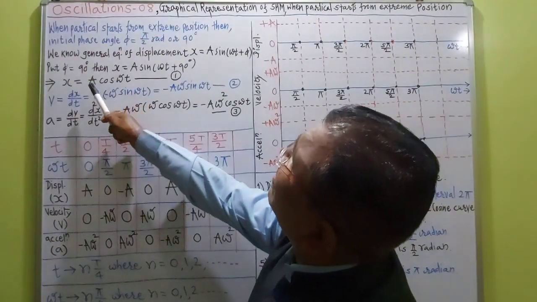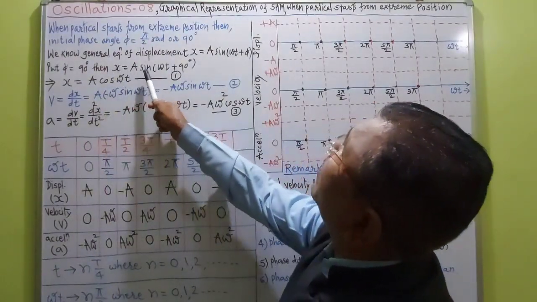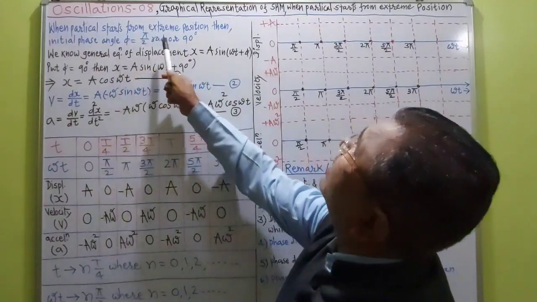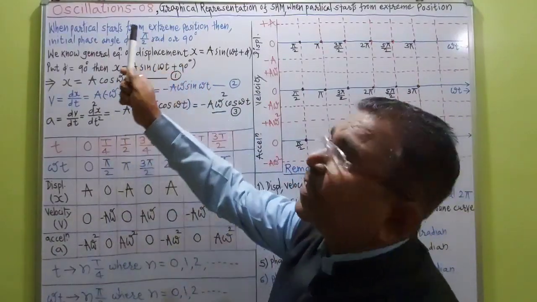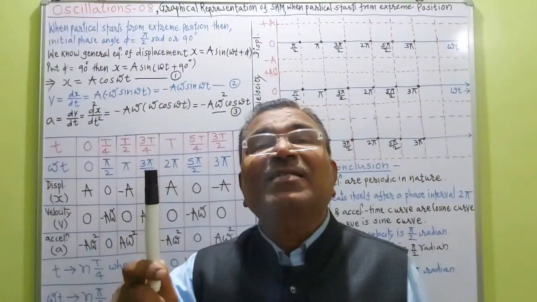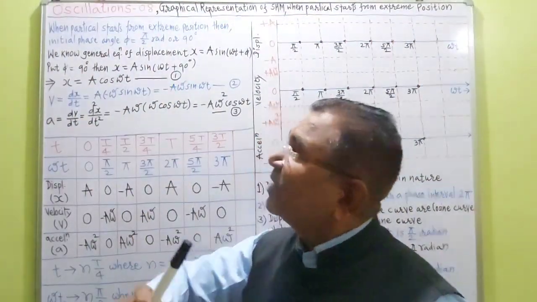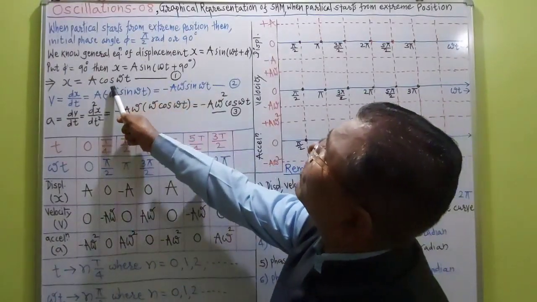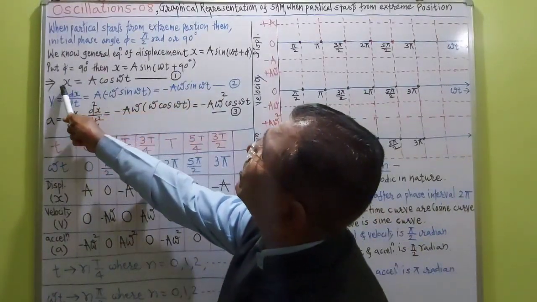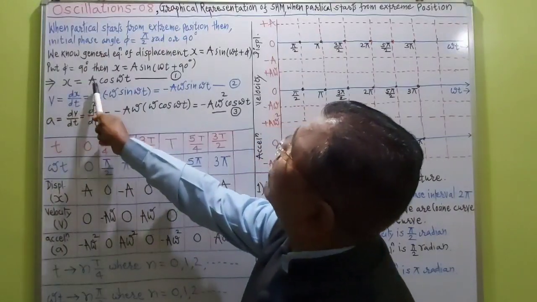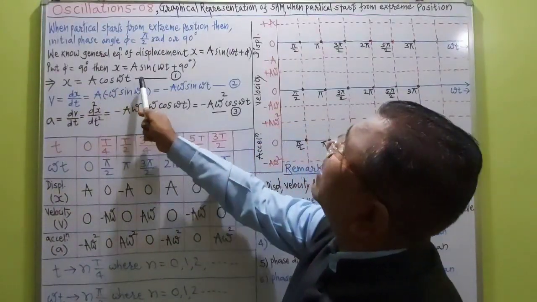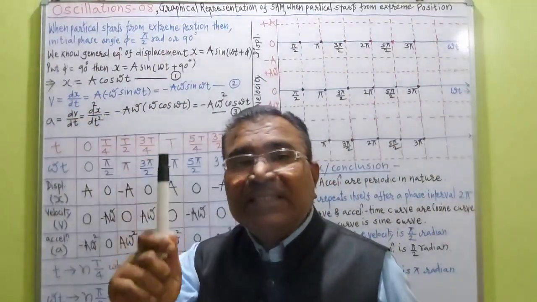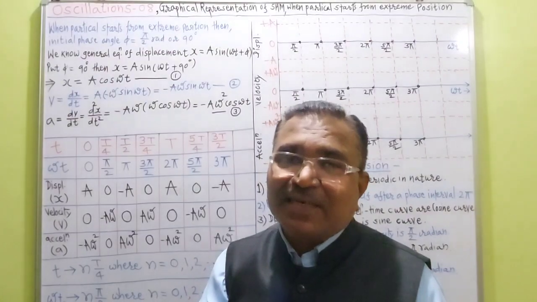The general equation is x is equal to capital A sine of omega t plus 90 degree, because the value of phi is equal to 90 degree or pi by 2 radian, since the particle starts from extreme position. And we know sine of omega t plus 90 degree is equal to cos omega t, so our first equation is x is equal to capital A cos of omega t. This is equation 1. This x stands for displacement of the particle in SHM.